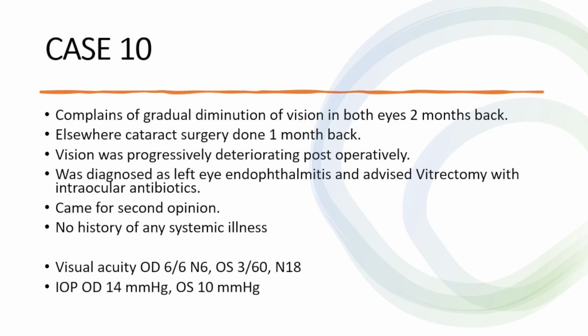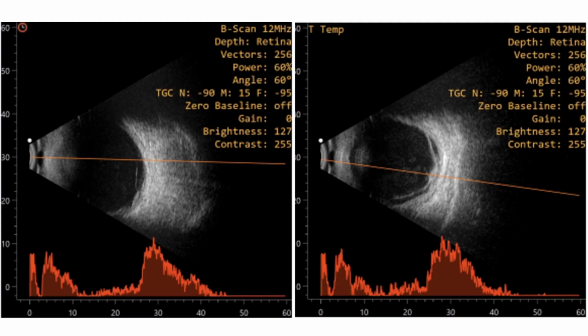Patient came with complaints of gradual diminution of vision in both eyes since 2 months. Patient had cataract surgery done elsewhere 1 month back, and vision was progressively deteriorating post-operatively. Patient was diagnosed elsewhere as left eye endophthalmitis and was advised vitrectomy with intraocular antibiotics. Patient came for a second opinion. Not a known case of any systemic illness. Visual acuity in the left eye was 3/60, and intraocular pressure was 10 millimeters of mercury in the left eye.